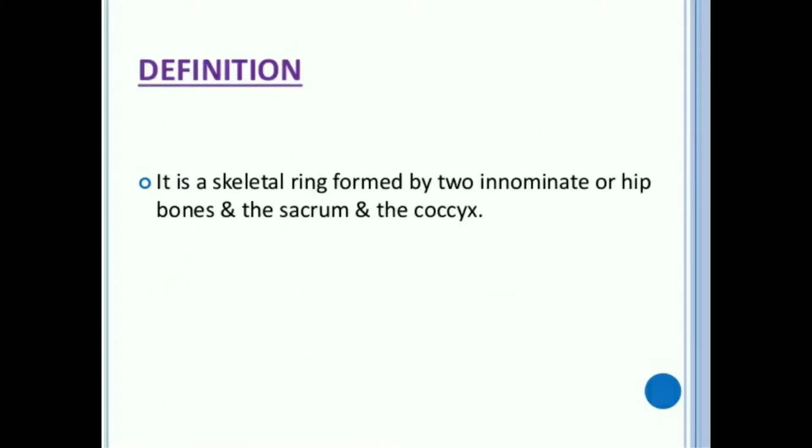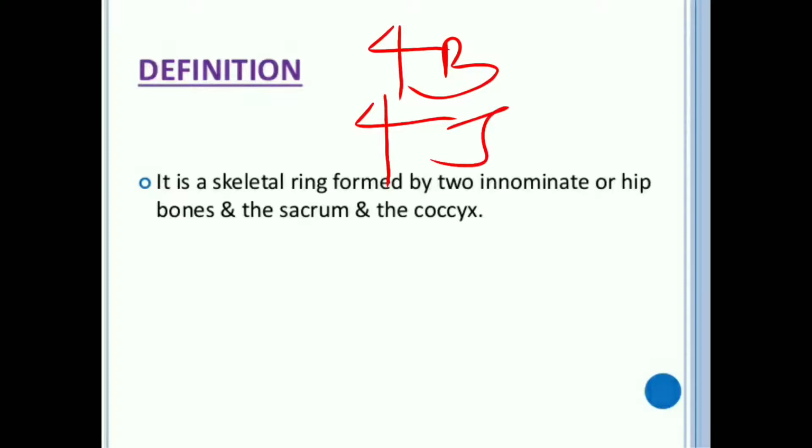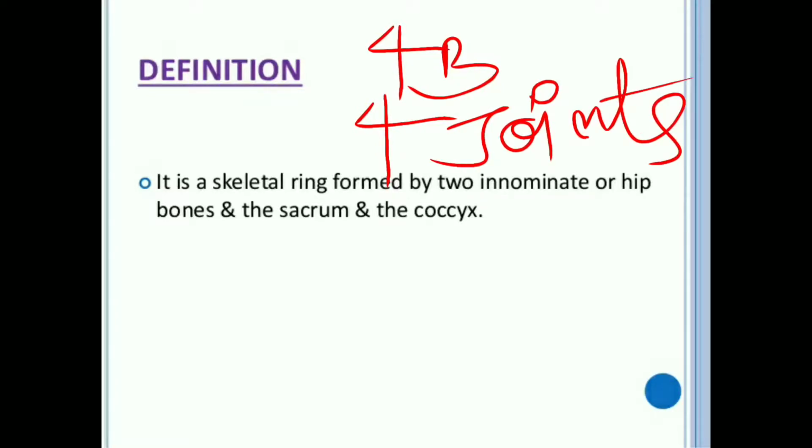Then, the definition of the female pelvis, or a pelvis, is a skeletal ring formed by two innominate bones or hip bones, the sacrum and the coccyx. So you have to remember that our pelvis is basically made up of 4 bones and 4 joints. This is very easy to remember. Remember that there are 4. Ligaments we will discuss later, but remember the bones are 4, okay, and the ligaments are also 4.